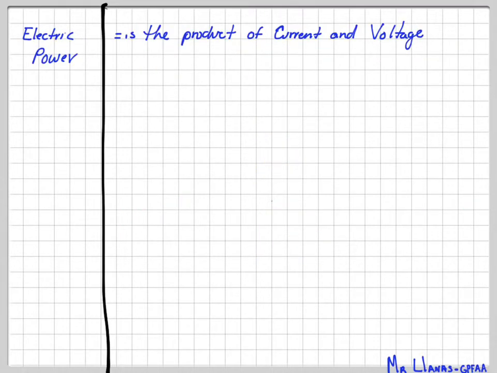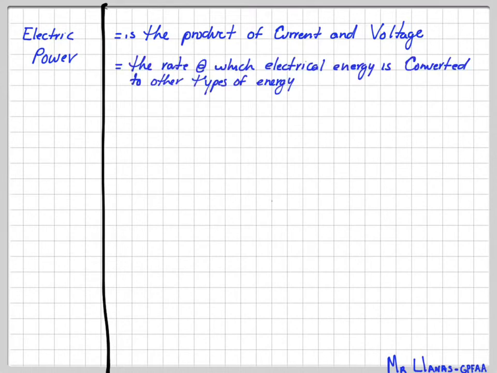Okay, all right. So electric power. Now we know about Ohm's law. Ohm's law just gives us voltage equals IR, or that little triangle that we looked at. Now electric power is the product of the current and the voltage. What does that mean? Well, that just means that power is the rate at which electrical energy is converted into other types of energy.